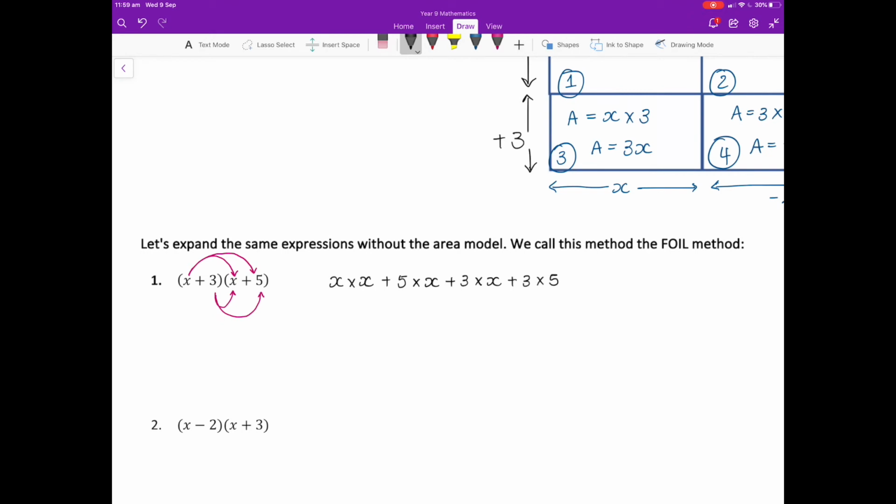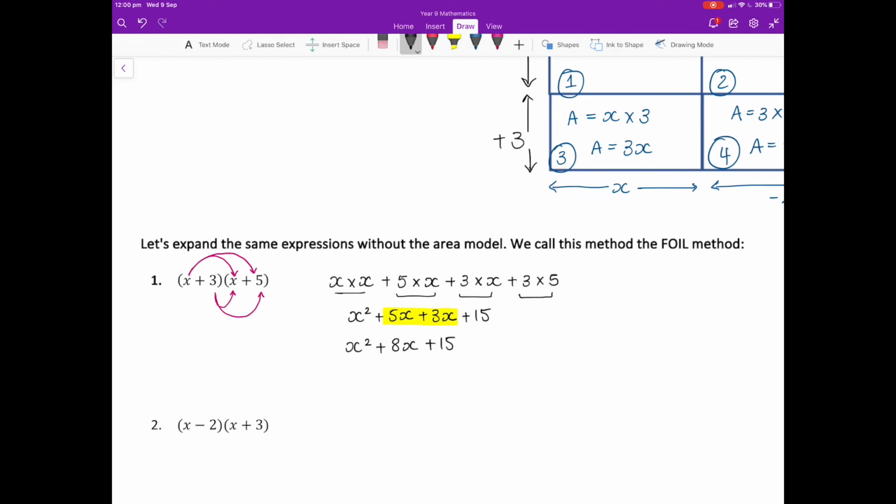Now simplifying my terms together first using multiplication. So x times x is going to give me x squared. 5 times x is going to give me 5x. 3 times x is going to give me 3x. And 3 times 5 is going to give me 15. So what you can see here is that we've already simplified the expression. Now looking at this, we can simplify it even further because we do have like terms there in the middle. So term 2 and 3 are like terms. Simplifying that further, we get x squared plus 8x plus 15.